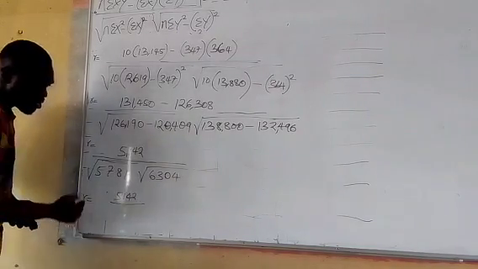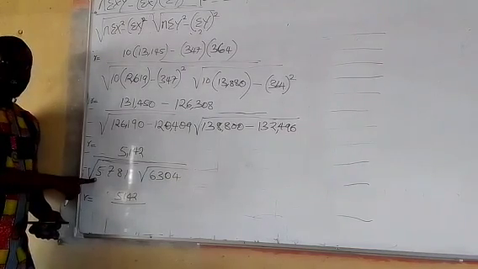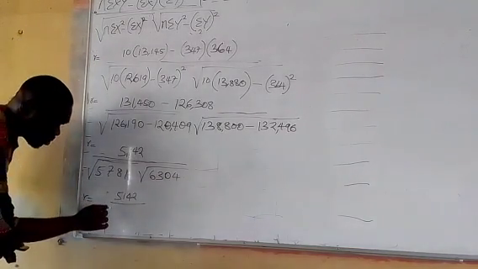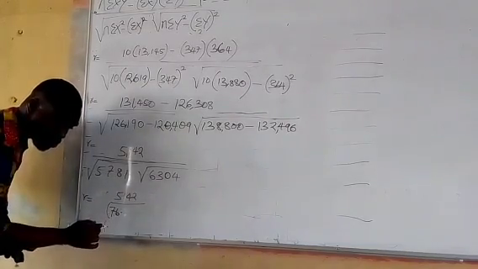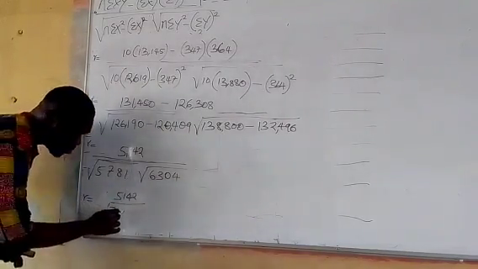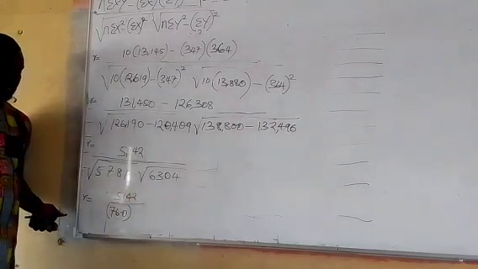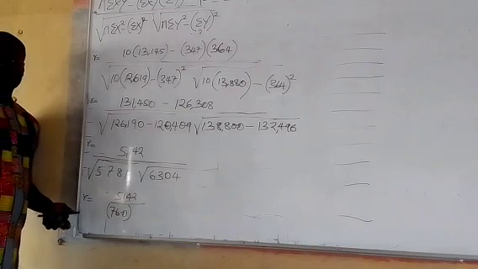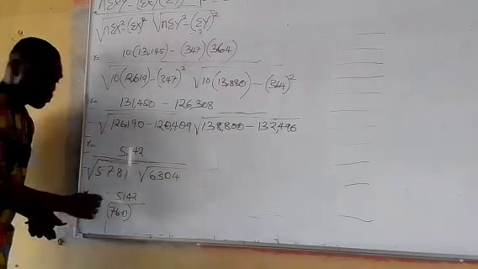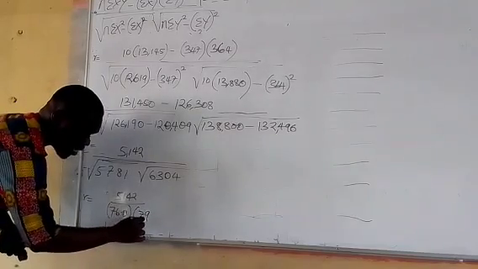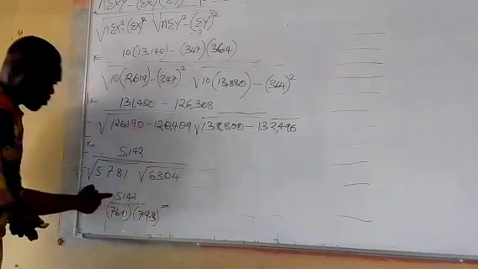Okay. R is equal to 5142 all over. What is the square root of this figure? The square root of 5781 is what? 76 point what? 0.03, or let's leave it at 0. What is the square root of the other one? 6304. What is the square root? Check. 79.3.